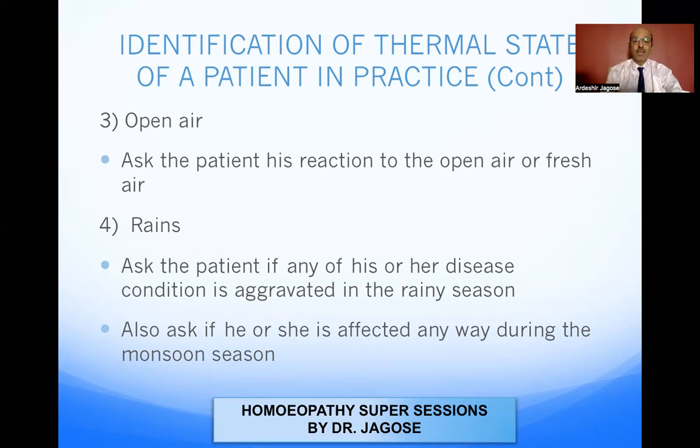Now, about the rains. Ask the patient if any of his or her disease conditions is aggravated in the rainy season. For example, asthma or rheumatism and other conditions may be aggravated in the rainy season, or even psoriasis and so on. Also ask if he or she is affected in any way during the monsoon season.